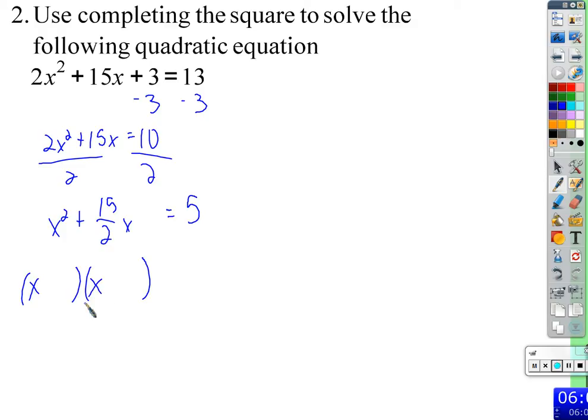It's going to be two identical factors, and as we've said quite a few times now, the identical numbers that go here and here will be half of this number, right? Half of 15 halves. Maybe you did 15 halves as 7.5 and just took 7.5 divided by 2, that's fine. Or you can do 15 halves times 1/2, that's 15 over 4.